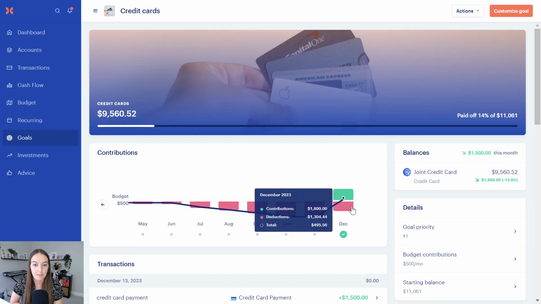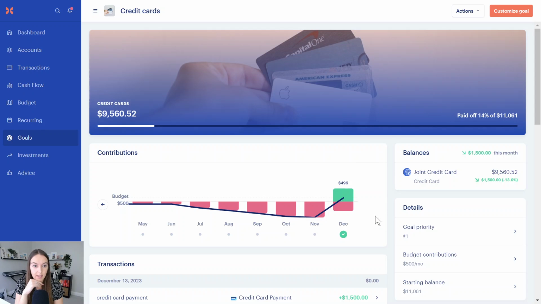And you look at the goal, you'll see here a breakdown of it. We made $1,800 contributions, the $1,500 plus $300 that we demoed in here, minus the $1,300 that we put on the card, that we charged the card this month. And that shows us our total progress towards this goal.